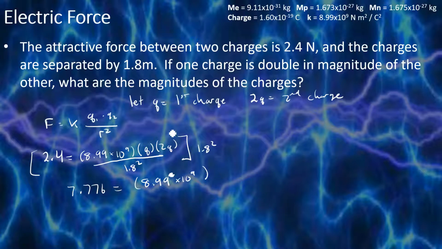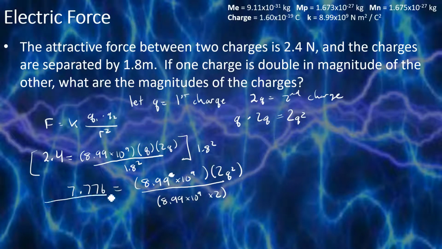All that times, now, Q times 2Q is 2Q squared. So 2Q squared. All right, so I'm going to multiply these two things and then divide them. So I'm going to divide both sides by 8.99 times 10 to the 9th times 2. You may want to just multiply that out before dividing. Actually, I strongly encourage you to do that, which is exactly what I'm doing.